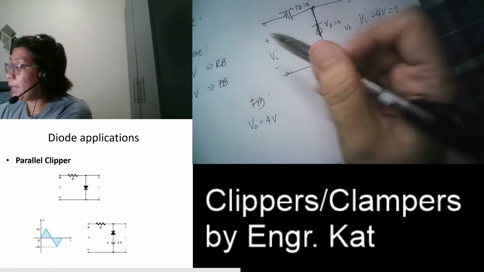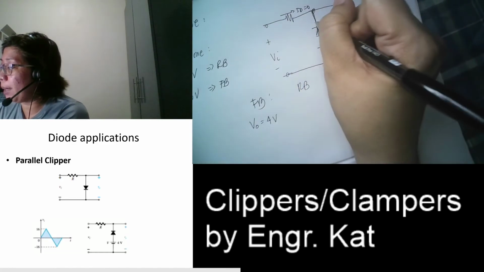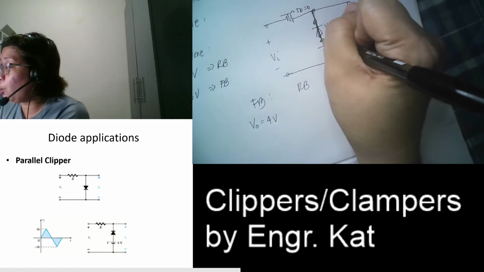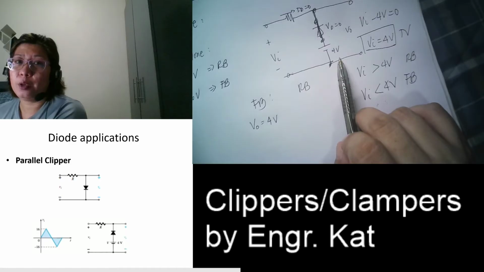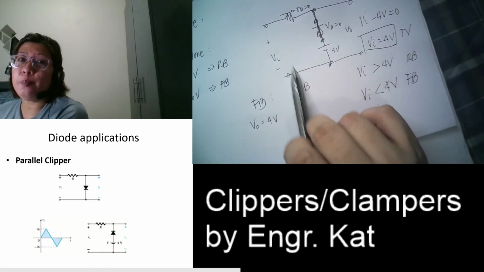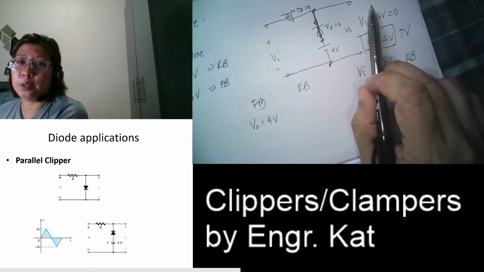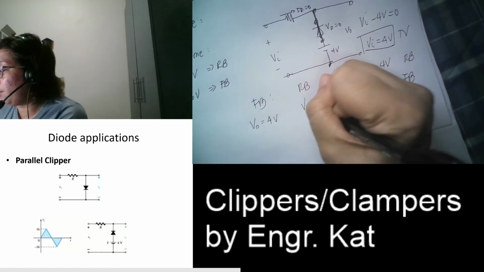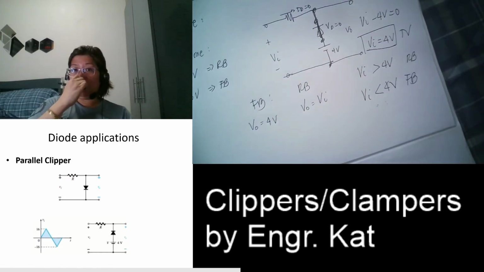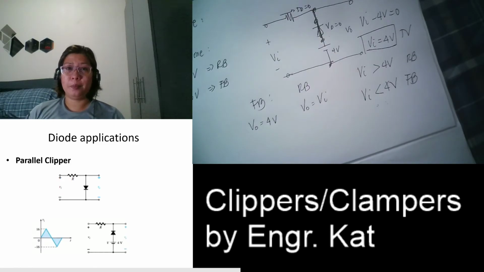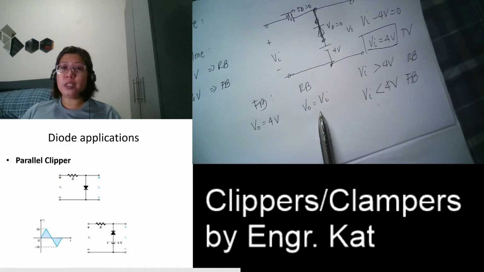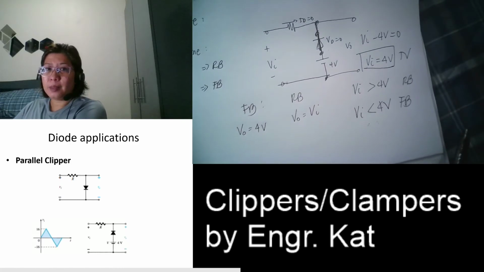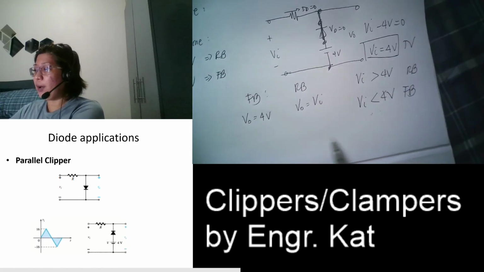Okay? So when your diode is reverse biased, what happens? This is open. So when this is open, the effect of 4 volts is no longer there. So therefore, whatever your input here is your output. So your VO is equal to your input. So when forward biased, your output is 4. When reverse biased, your output is equal to your input. So just remember these values.